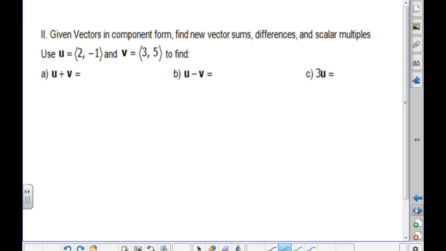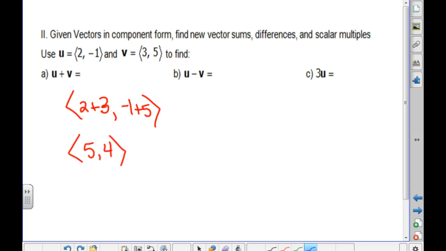All right, so let's do these real fast. If you have to add vector u and v, you would do 2 plus 3 for the x, and -1 plus 5 for the y. So what are the answer components going to look like? Okay, that's it. U minus v. So -1, -6. Good job.